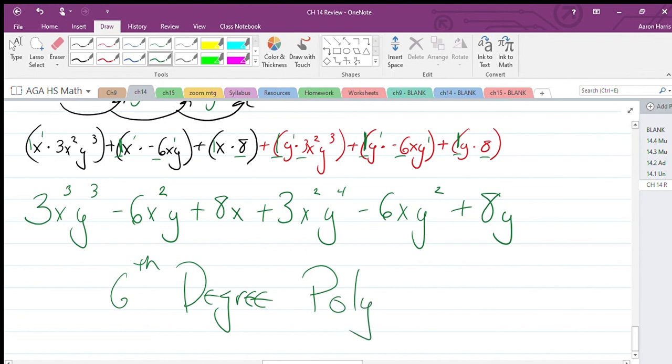Now, let's see. Is there anything that matches first? No. None of them match. Here's an x to the 3rd. There's no other x to the 3rd. Here's an x squared. Here's an x squared, but this is y to the 1st, y to the 4th. So that doesn't work. Here's an x to the 1st. Here's an x to the 1st, but they also have a multiplied by y. And here's y all by itself. So there's no like terms there to combine.